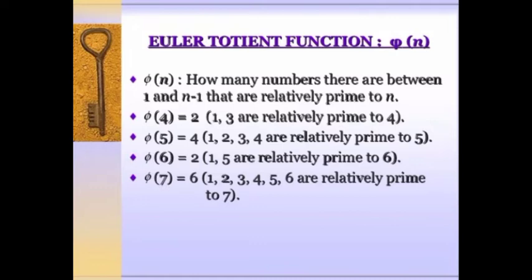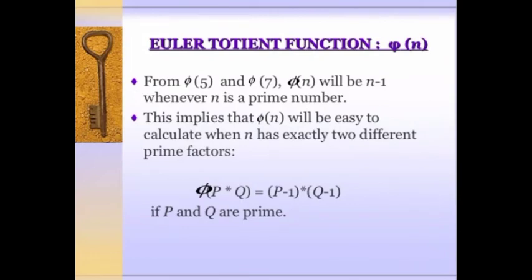Phi of 5 is equal to 4, the quantity of 1, 2, 3, and 4 that are relatively prime to 5. And phi of 6 is equal to 2, the quantity of 1 and 5 that are relatively prime to 6. And phi of 7 is equal to 6, the quantity of 1, 2, 3, 4, 5, and 6 that are relatively prime to 7. And from phi of 5 and phi of 7, phi of n will be n minus 1 whenever n is a prime number.